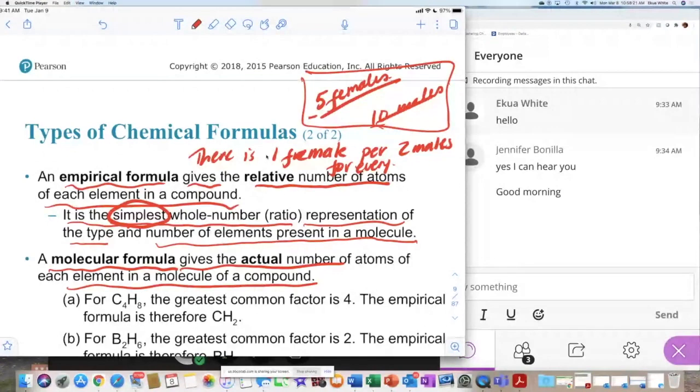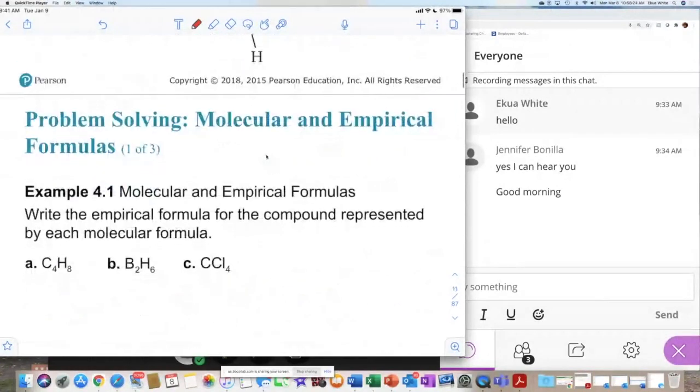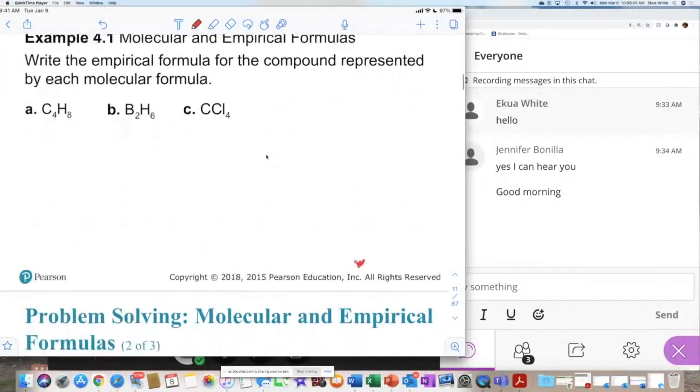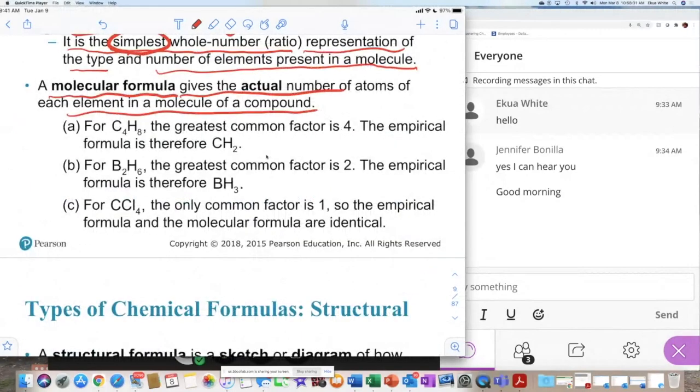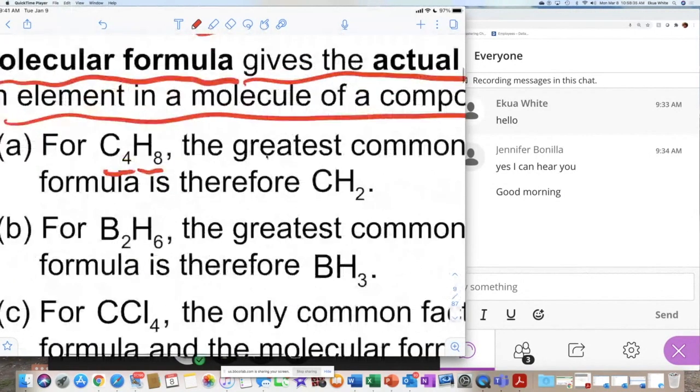I will go through this slide right here, and then we'll be done. So for this part here, we have C4H8. This is showing you the actual number of elements we have in the compound. There are 4 carbons and 8 hydrogens in this compound. This is called the molecular formula because it shows you the actual number, like you're doing roll of the elements that showed up.